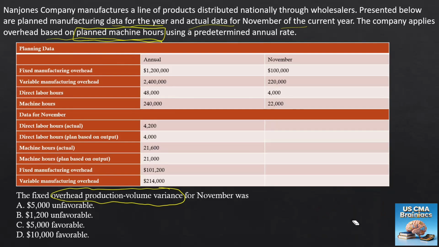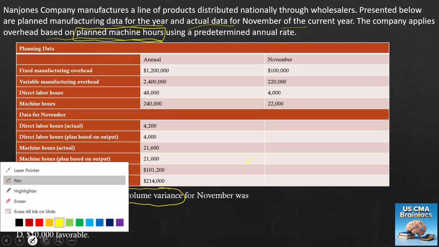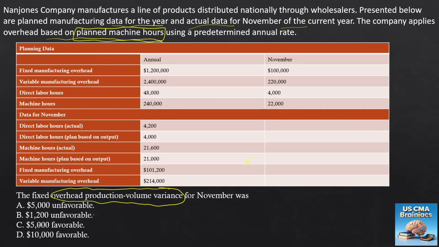So let's solve the question. What is the formula of the production volume variance? For the fixed production volume variance, the formula is budgeted fixed overhead minus applied fixed overhead. And applied fixed overhead is standard rate times standard hours for actual output.